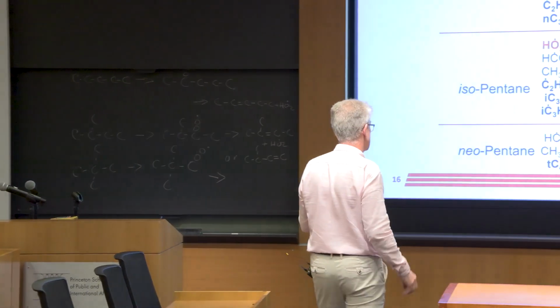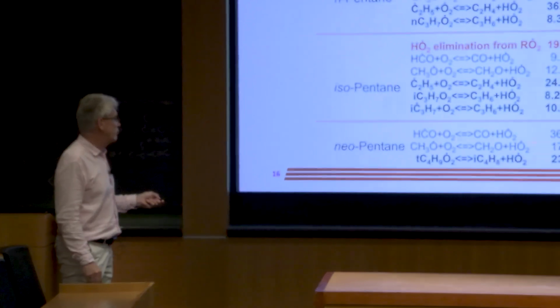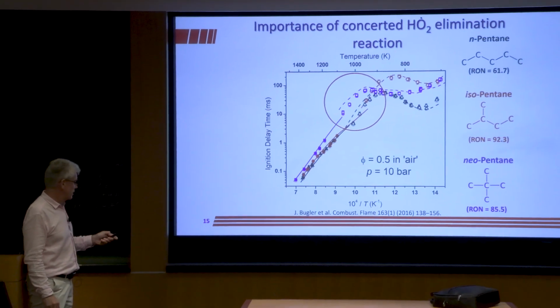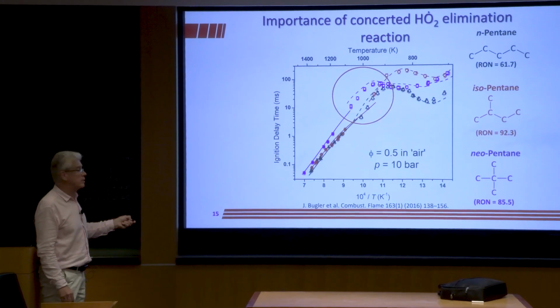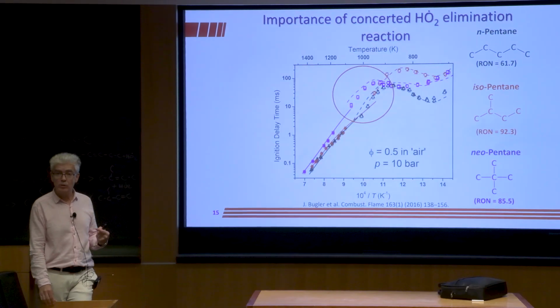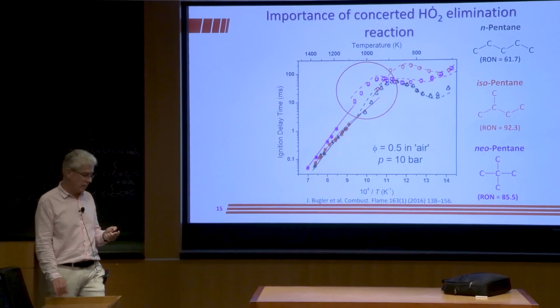So you're getting less HO2 formed from neopentane, and because that happens, its reactivity is so much lower in this regime. Because you're getting HO2 from RO2 in the other two cases, the reactivities are actually very similar.